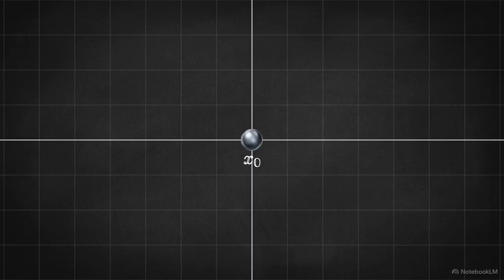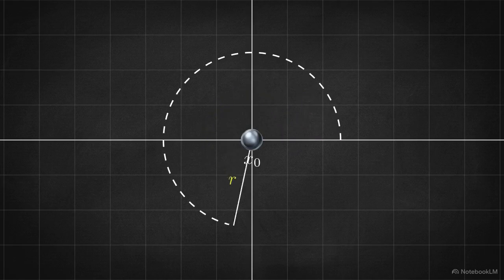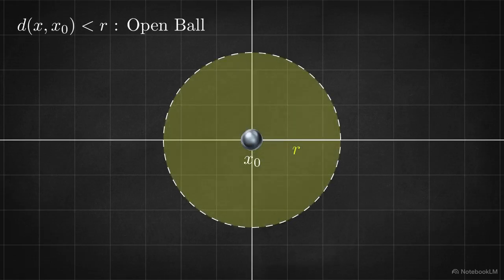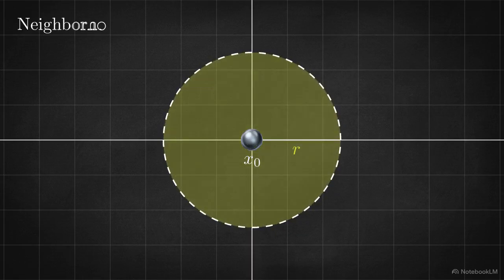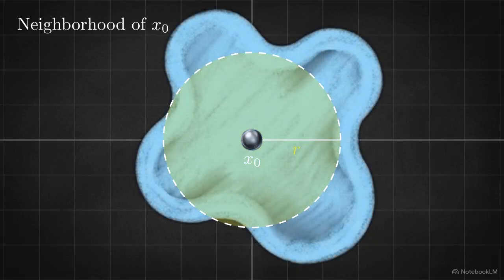By picking a center point, x0, and measuring out to a fixed radius r, we define what mathematicians call a ball. We classify these balls based on their edges. If the ball includes only the points with a distance strictly less than r, it is an open ball. If we include the points where the distance is exactly equal to r, we have a closed ball. This gives us a rigorous way to define a neighborhood. If a set completely contains an open ball around x0, it is a neighborhood of that point. It means that even if you move a tiny distance in any direction, you are still safely inside the set.